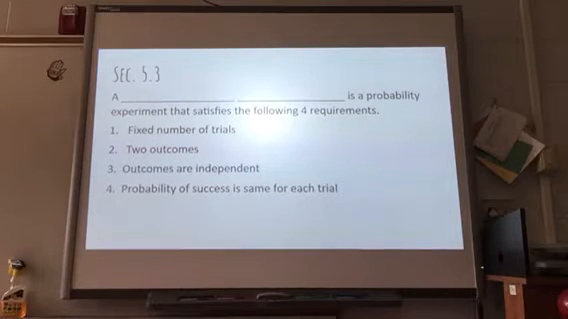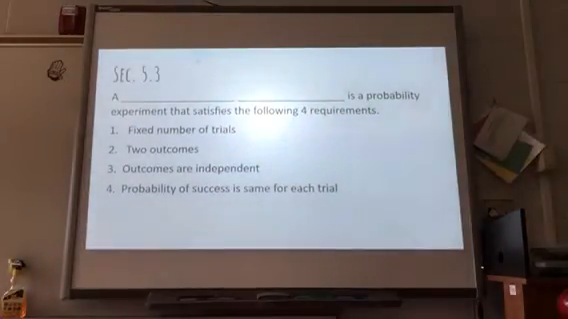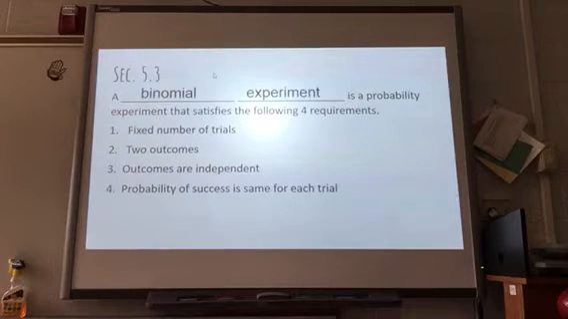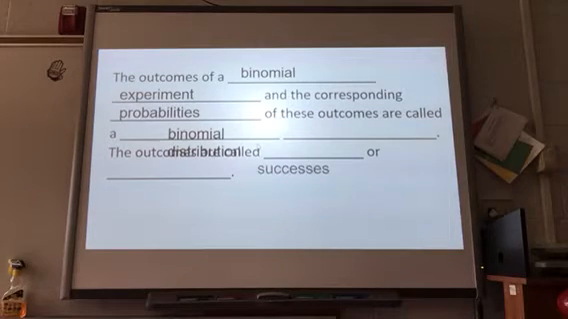Okay, section 5.3 is called the binomial distribution. So if we look at our notes, a binomial experiment is a probability experiment that satisfies the following 4 requirements. There's a fixed number of trials, there's 2 outcomes, the outcomes are independent, and the probability of success is the same for each. The outcomes of a binomial experiment and the corresponding probabilities of these outcomes are called binomial distributions.